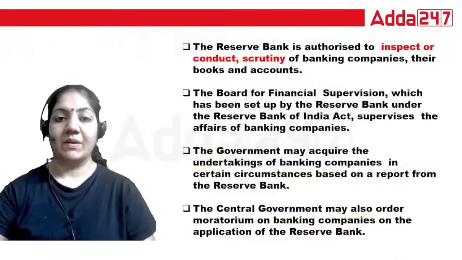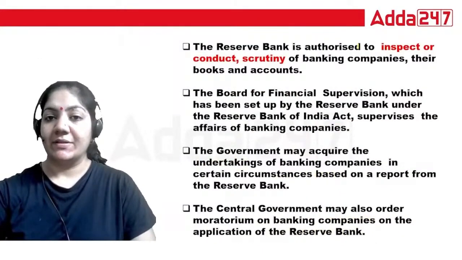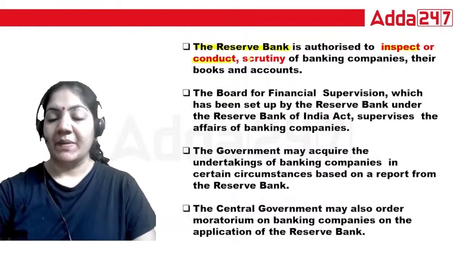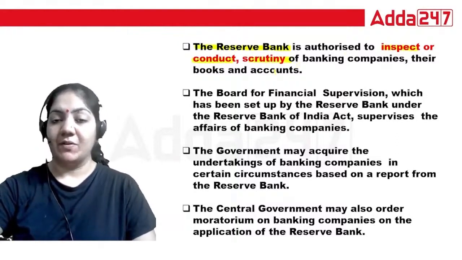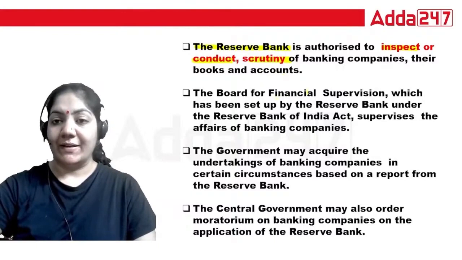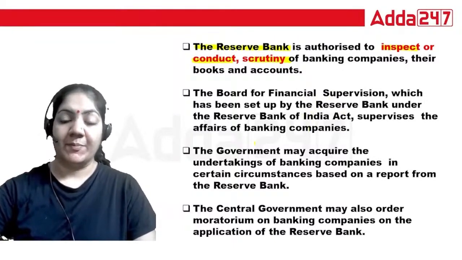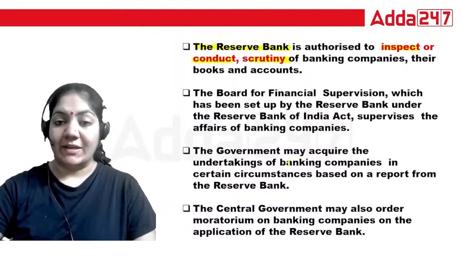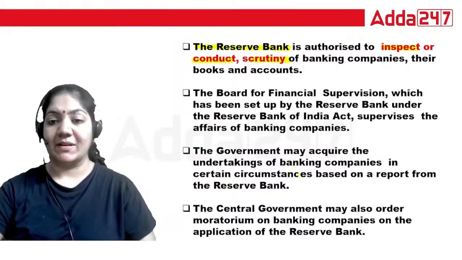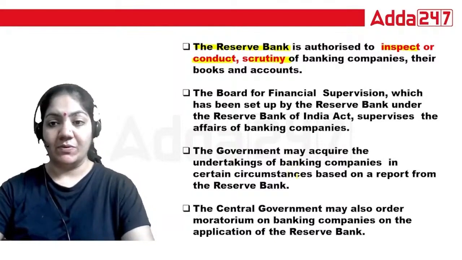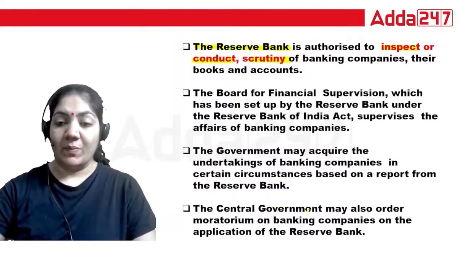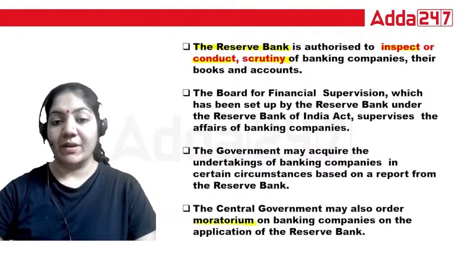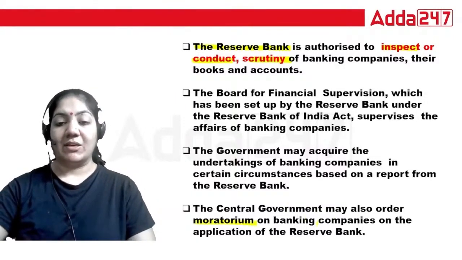Now, next one. Who is authorized? The Reserve Bank is authorized to inspect or conduct scrutiny of the banking companies and their books of account. The Board for Financial Supervision, which has been set up by the Reserve Bank under the Reserve Bank of India Act, supervises the affairs of banking companies. The government may acquire the undertaking of a banking company in certain circumstances, based on the report from the Reserve Bank. The central government may also order a moratorium on banking companies on the application of the Reserve Bank.